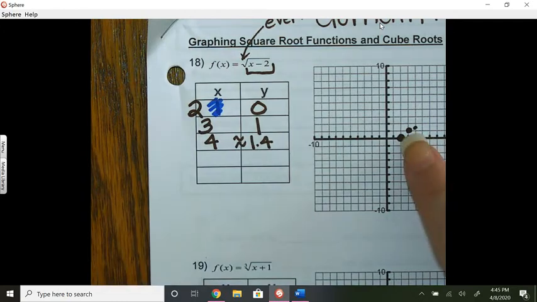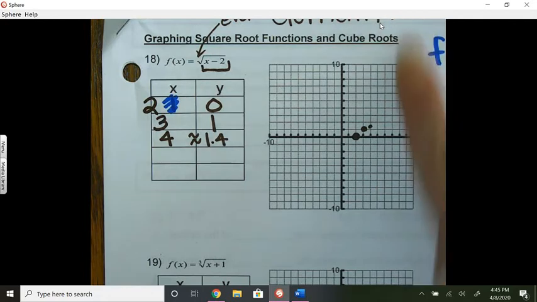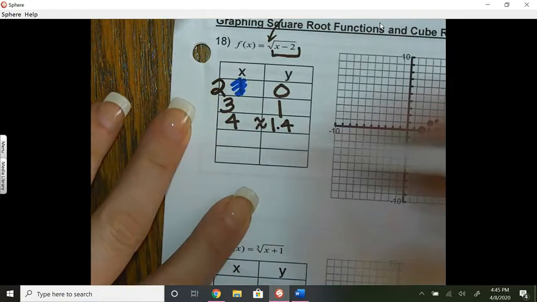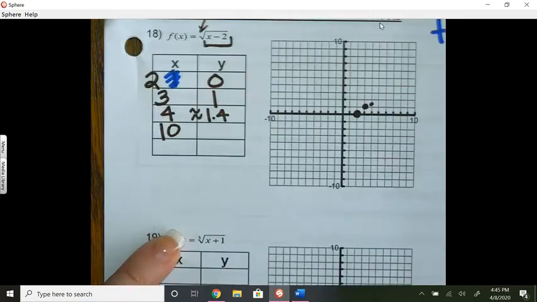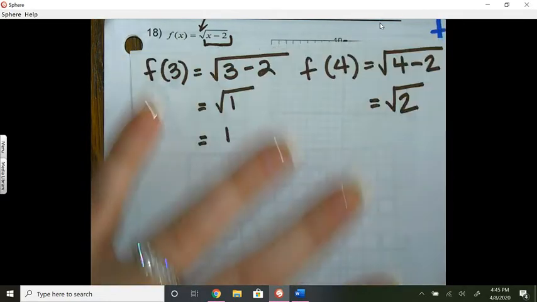And now those points are really close, so I don't know if the graph's going to go up or down, I don't know what it's going to do. I don't want to keep picking 2, 3, 4, 5, 6. I want to space it out. So maybe I'm going to plug in 10. I want to see what happens when I plug in a number all the way over here. So now I'm going to plug in 10.